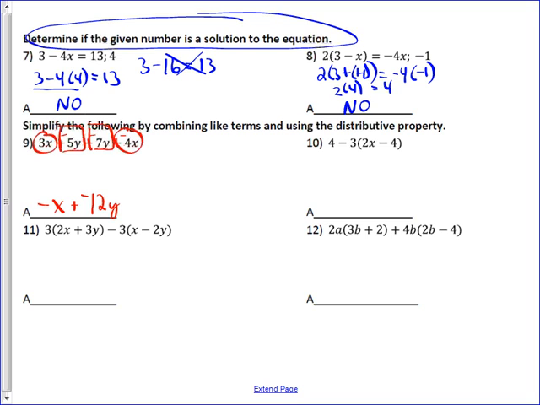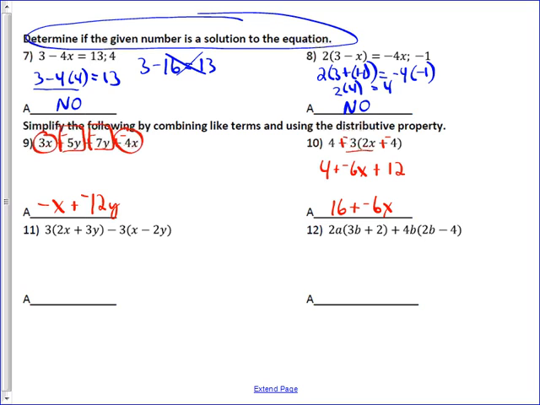On 10, this is a tricky one that you've got to be careful with. Make sure you change 4 minus 3 to 4 plus a negative 3, and then minus 4 to plus a negative 4. If not, you're likely to mess up on your negative, because you need to make sure negative 3 times 2 gives you a negative 6x. And then negative 3 times negative 4 gives you a positive 12. Add those together, and you get 16 plus a negative 6x.